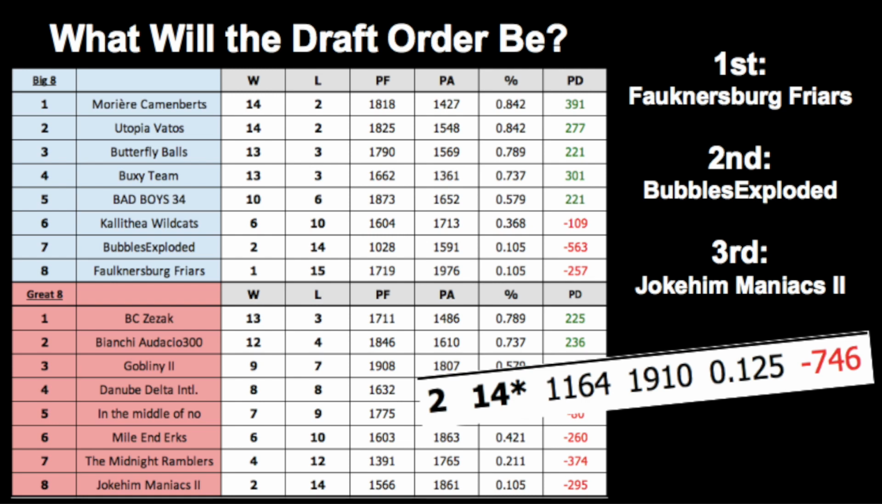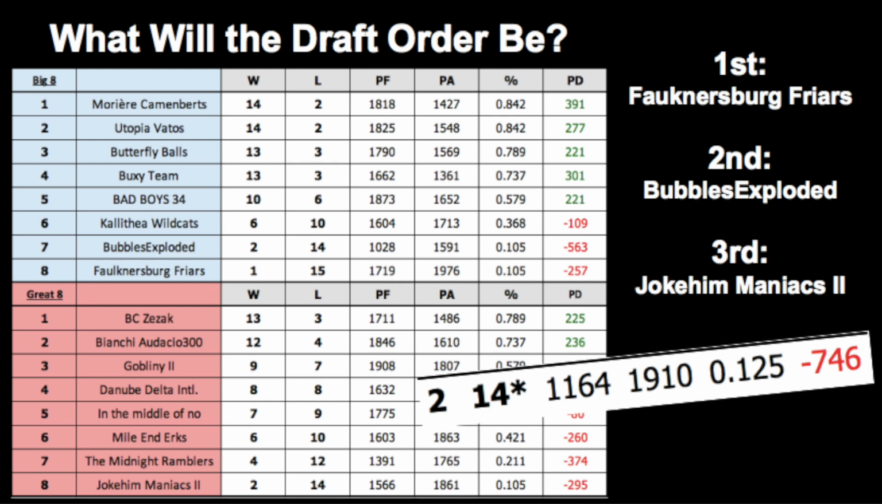So, for example, if the draft were to happen right now in my Division III Utopia League, the Falknersburg Friars would have the first overall pick. My Bubbles Exploded team would have the second overall pick, and then the Joachim Maniacs 2 would have the third pick. Despite the Maniacs being the 8th seed in their conference, since our Bubbles Exploded team has the same record but a worse point differential, the Maniacs would fall to the third spot.